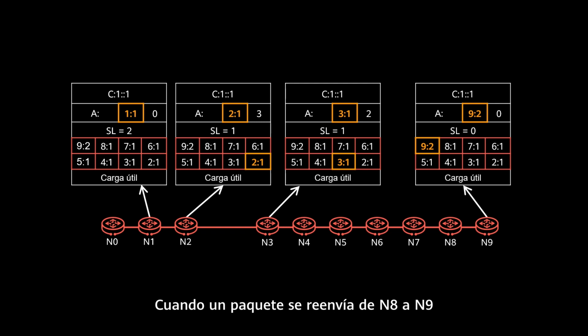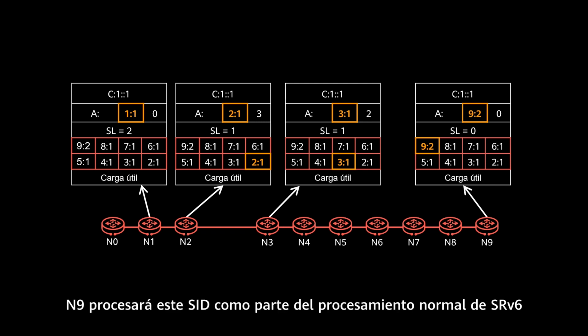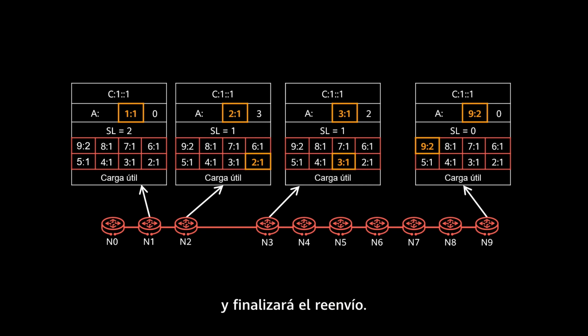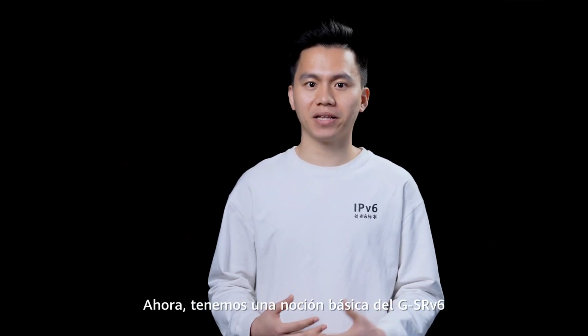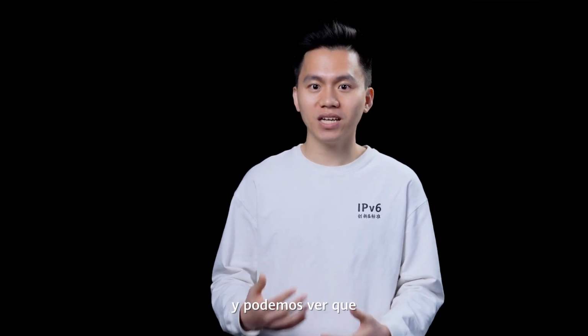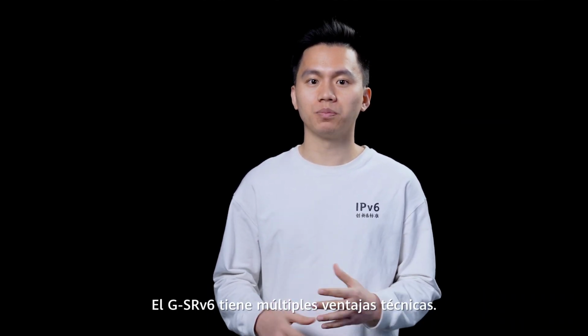So when the packet is forwarded from node 8 to node 9, node 9 detects that the DA is A:9:2, which is a normal End SID allocated by itself. So node 9 will process this SID as normal SRv6 processing and end the forwarding. So now we have a basic understanding of G-SRv6, and we can see that G-SRv6 has multiple technical advantages.